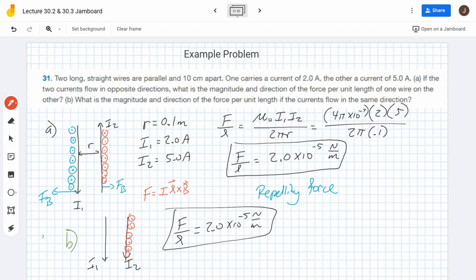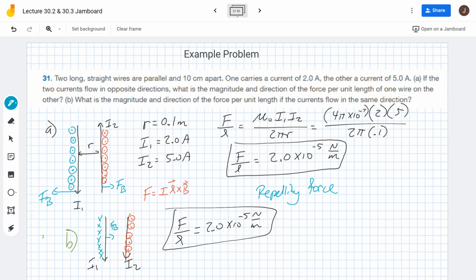Now, for I2, I2 is going down. You're going to put your thumb in the direction of I2, and when you curl your fingers around this wire of current, you see that your fingers are pointing into the page at I1. So since they're facing into the page, you're going to have a magnetic field into the page. Again, you're going to use the right-hand rule on I1. My fingers are going down, I am going to curl my fingers into the page, and my thumb is facing to the right. So I have a magnetic force to the right.